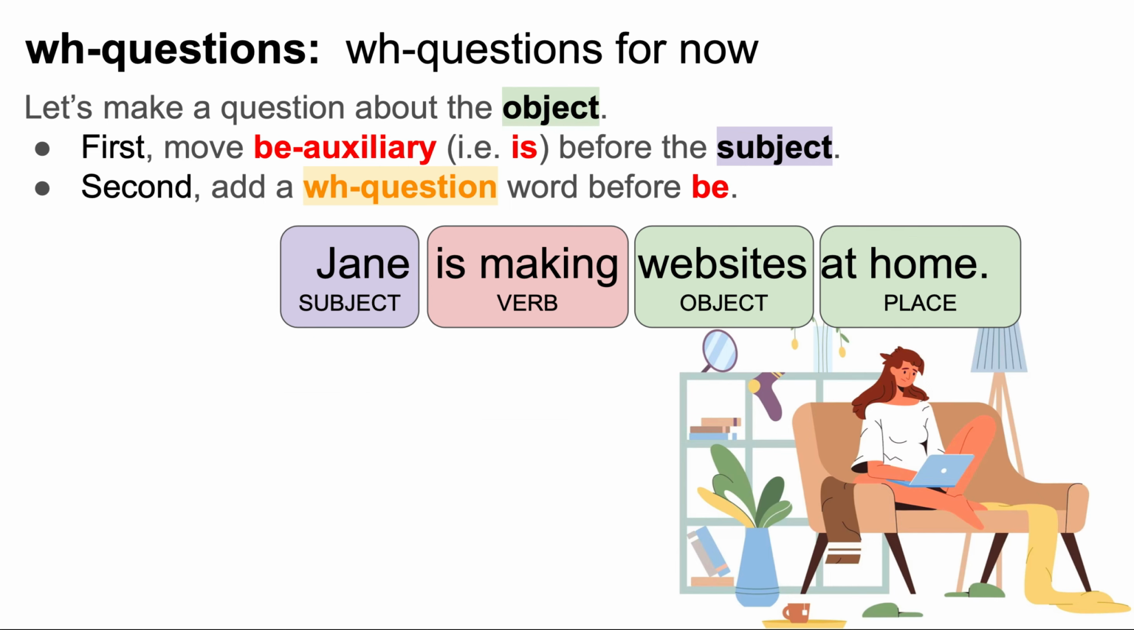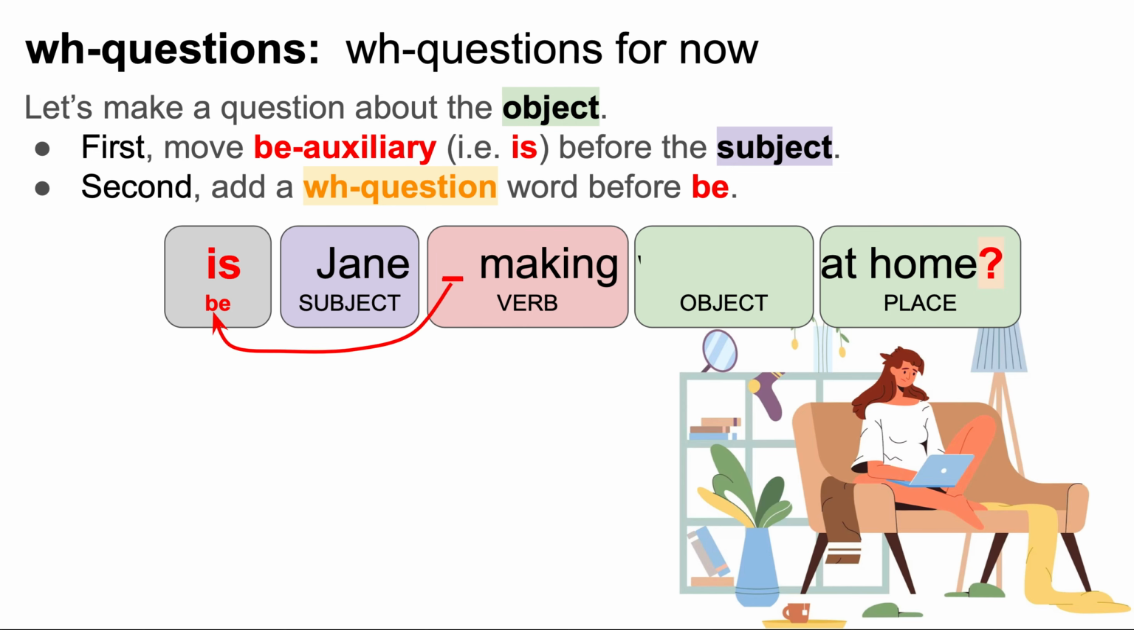Now let's make a question about the object. Again, we need to move the be auxiliary before the subject. So Jane is making at home. Here the be auxiliary is, so let's move it. Is Jane making at home?